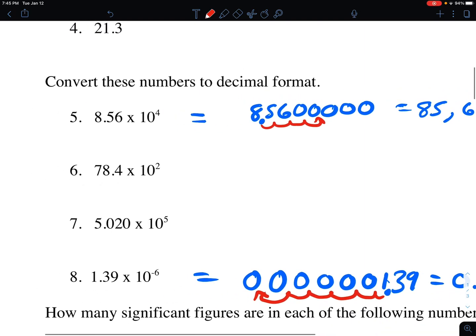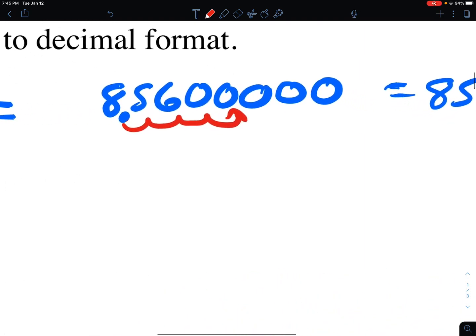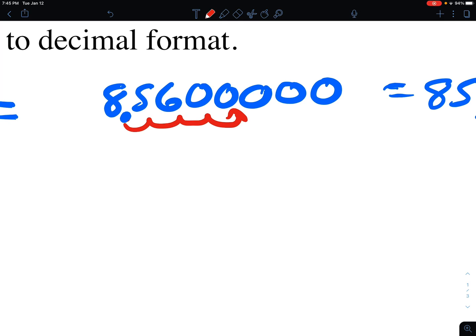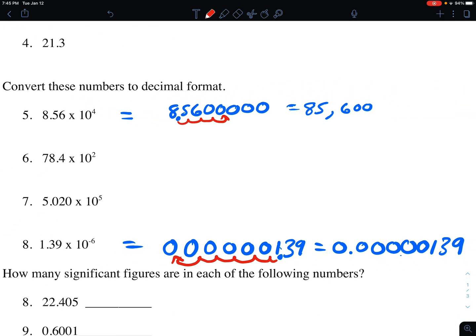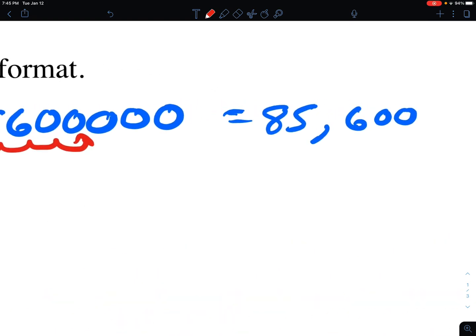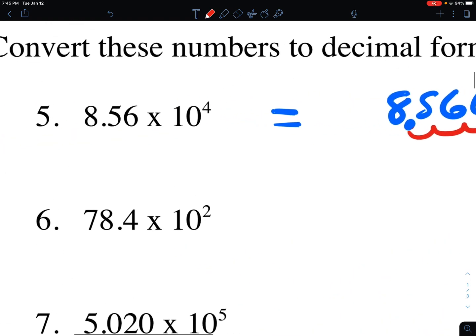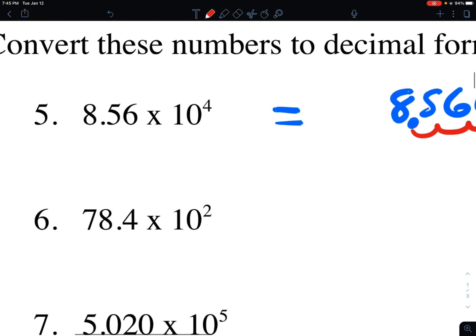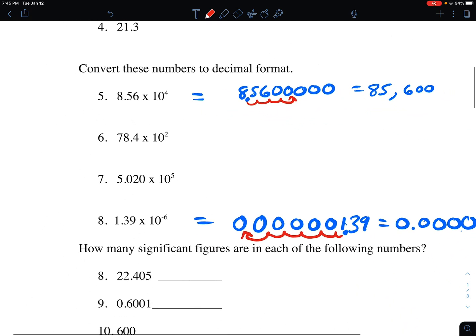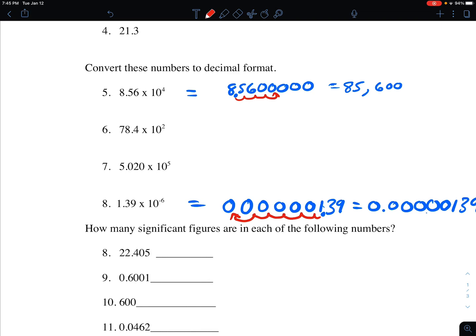Because that's 10 to the power of 4, we're going to move the decimal point 4 places to the right. And when we do that, the number changes to 85,600. Now 85,600 is equivalent to 8.56 times 10 to the 4. It's just written in standard notation, which in this case is called decimal format.